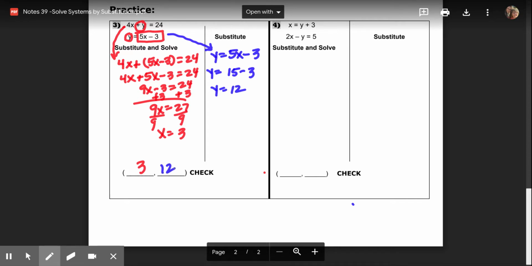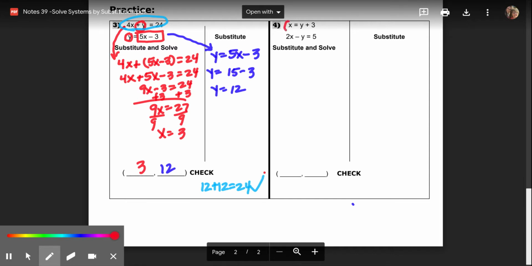And then we can go ahead and check that. So we're going to have, I'm just going to use that top equation there. This one right here. So 4 times 3 is 12. Plus your y is 12. Does that give us 24? Yes, it does. It checks out just fine. All right, let's take a look at problem 4.